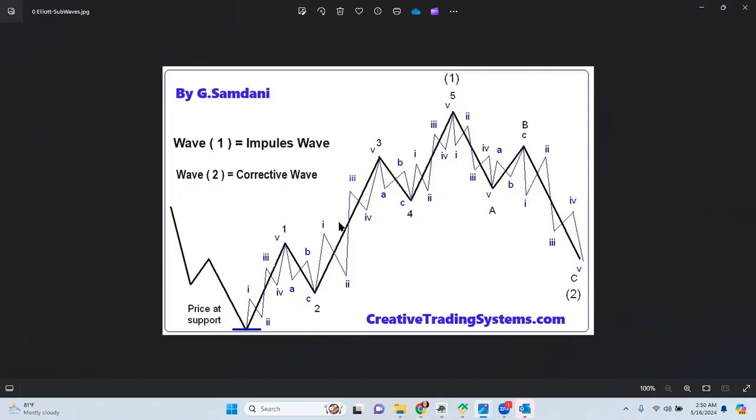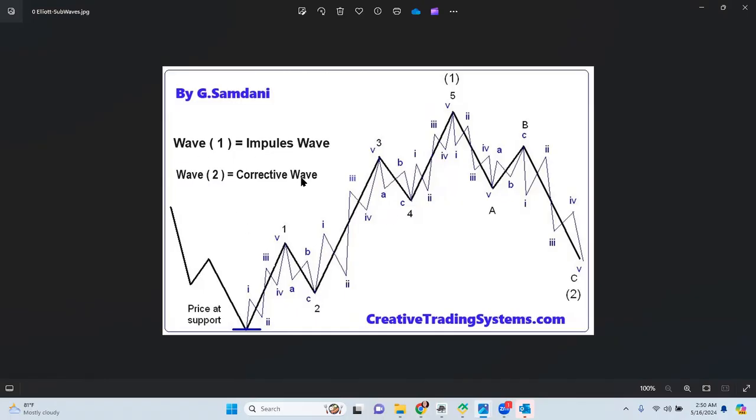You have a 1, 2, 3, 4, 5. We are going to the upside, bullish count, right? And then A, B, C correction. Now, all these waves also have 5 or 3 subwaves in it, right? So wave 1, wave 3, and wave 5, you already learned that these are impulse waves.